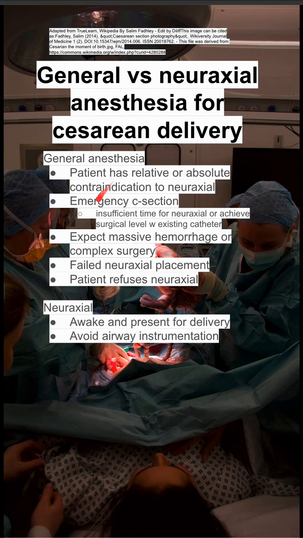General anesthesia should also be used if you have an emergency C-section where there's insufficient time for neuraxial anesthesia. If you expect massive hemorrhage or very complex surgery, you should also do general. If you've tried neuraxial placement and you've failed, or if the patient refuses neuraxial, then you should also do general anesthesia. Neuraxial anesthesia has some benefits.